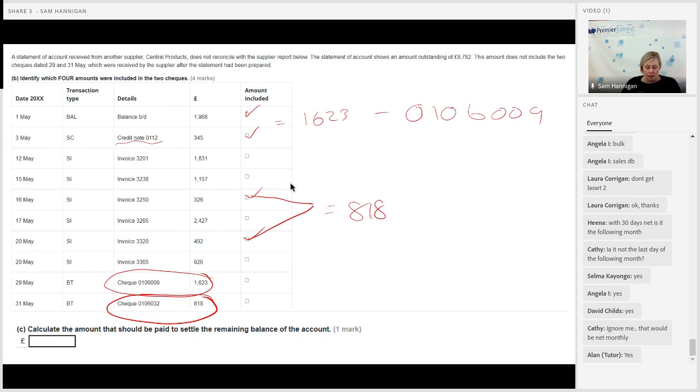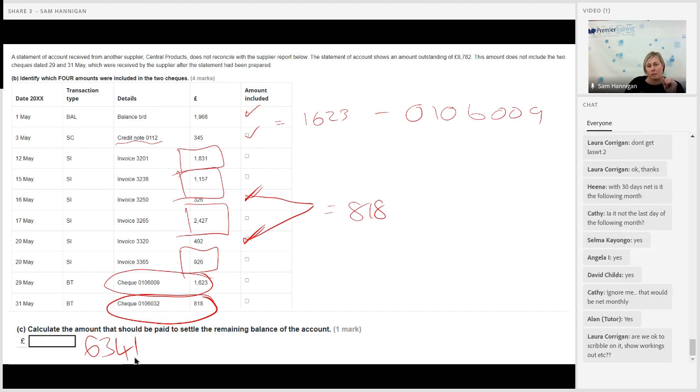Then it says calculate the amount that should be paid to settle the remaining balance. Well, that's paid and that's paid. So the amount that needs to be paid would be that, plus that, plus that, plus that. Okay, which I believe totaled, and I did total this up, 6341. Okay, 10 marks for that task. And all it means is that you just got to spend a little bit of time just reading and working out which ones have been paid and which ones haven't.